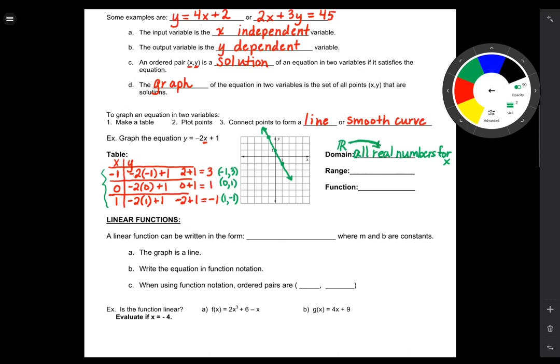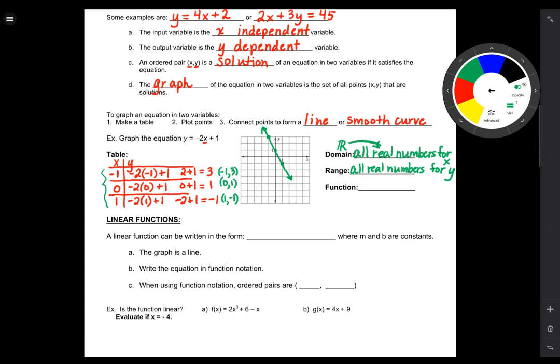The range, if x is going to be all real numbers and there's no fraction involved, the range is going to be all real numbers as well. So all real numbers. But for y, because remember what we said, domain means x for input, range means y for output.